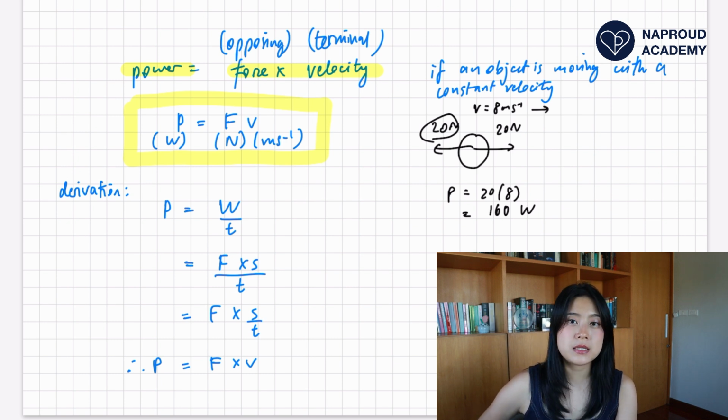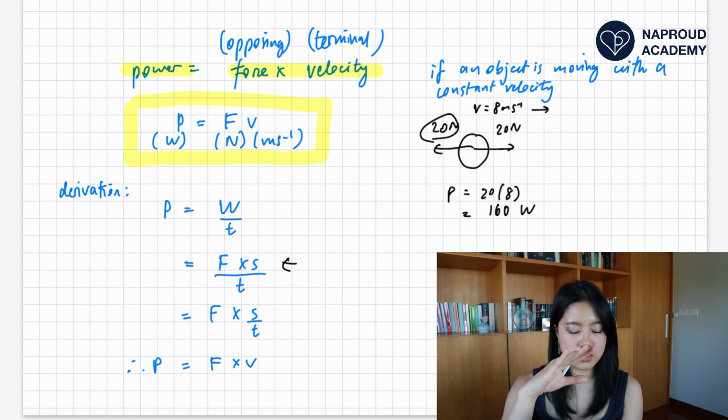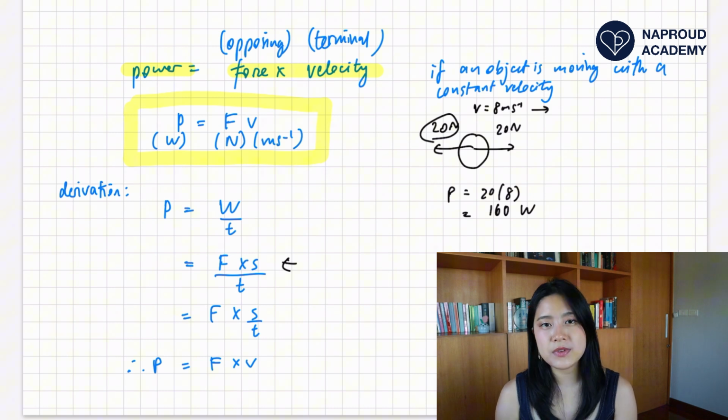So we can start with P is equal to W over T, right? And then W, work done, is equal to force times distance moved in the direction of the force. So that's this line here. Then after that, we can change the T from being under the overall thing to just being under S only. And then that turns, because S over T is equal to velocity, S is displacement, we get P is equal to F times V.